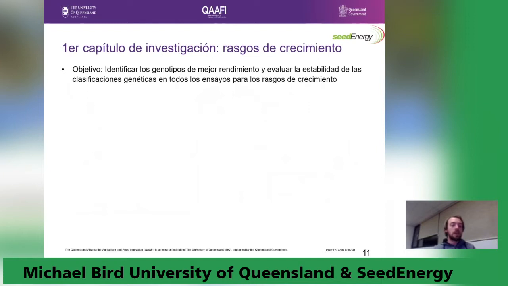So the first research chapter of my study concerned only the growth traits, with the aim to identify the best performing genotypes and assess the stability of genetic rankings across trials for growth traits. I also presented the results of this chapter to the Eucalyptus Genetics Conference in Hobart, Tasmania, last year.